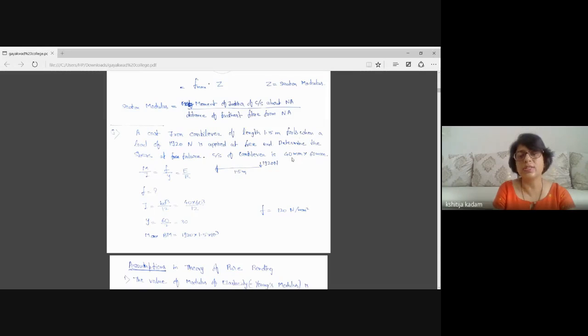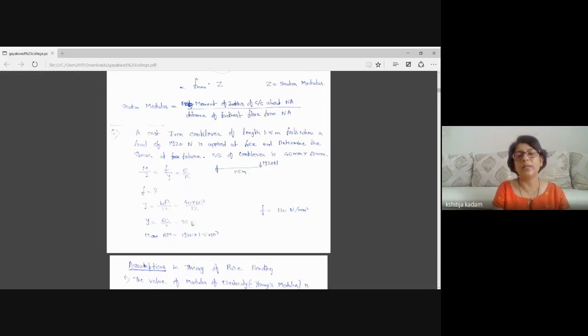I, since this cross section is rectangle, we have already known moment of inertia for rectangular section in engineering mechanics. It is BD cube by 12. What will be Y? Y will be the maximum distance of fiber from neutral axis. So the maximum distance of fiber will be half of thickness. Thickness is given in the question 60. So 60 by 2 will be Y.